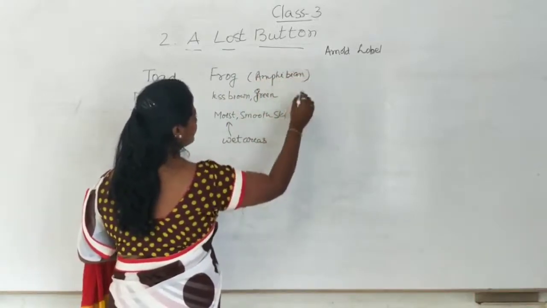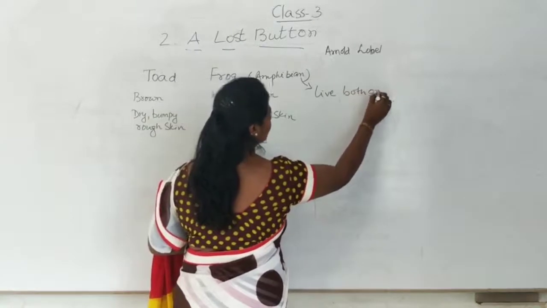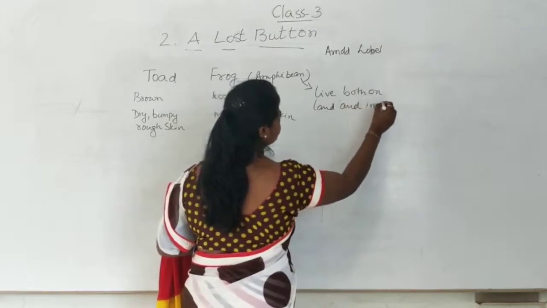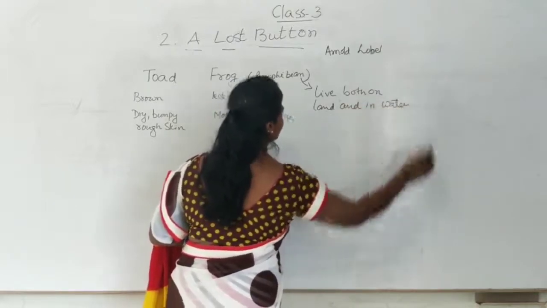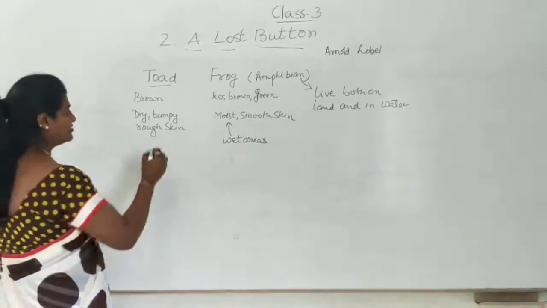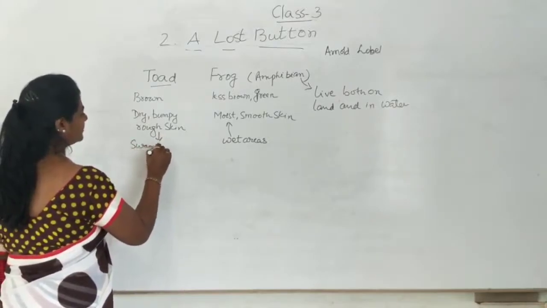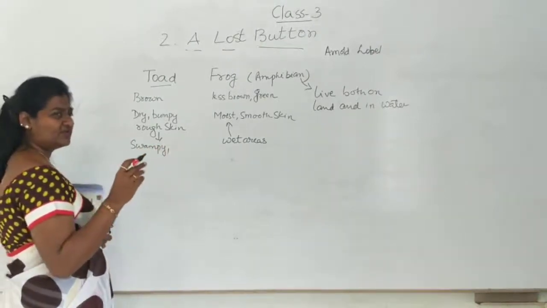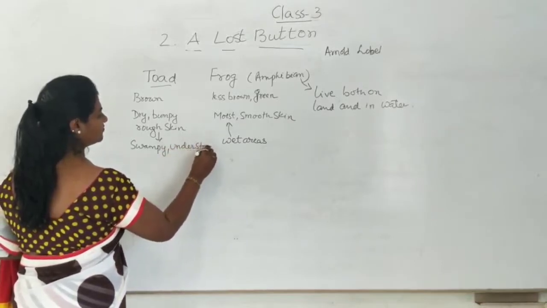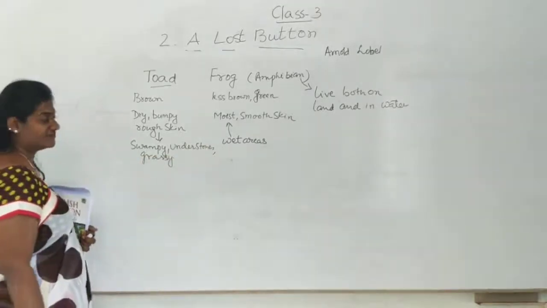A-M-P-H-I-B-I-A-N, amphibian. Amphibians means they can live both on land and in water. Whereas a toad is usually a dry living creature, and it lives almost in swampy places. Swampy means not very wet or not very dry areas, and they are usually under the stones. And they live in the grassy areas.